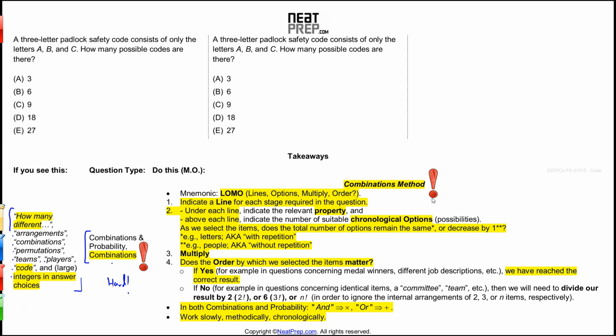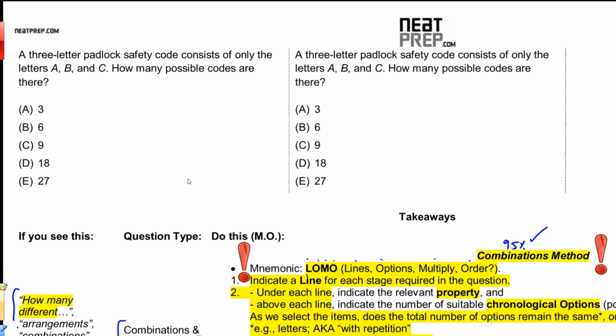More specifically, these questions tend to appear more frequently as the questions become harder. Luckily for us, there is a phenomenal method which solves approximately 95% of all combinations questions and about 30% of all probability questions. It is helpful to remember this method using the mnemonic LOMO, which stands for lines, options, multiply, and order. Before we elaborate, let's first see how this excellent method rapidly solves this question.